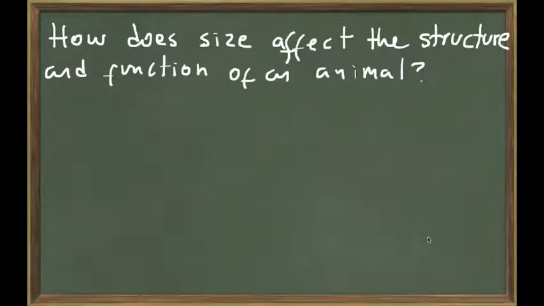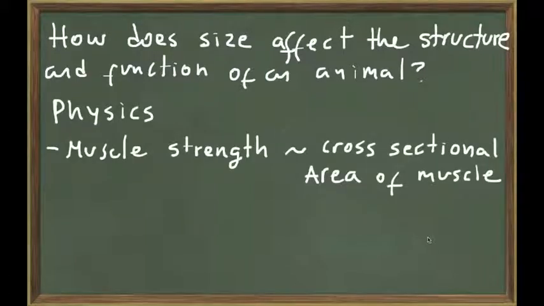But we have introduced the language for scaling, but we haven't really answered the question of how does size affect the structure and function of an organism. That was the original question that we're looking to answer, at least to get an idea of how to tackle that. So let's get on with that. So this is where the physics comes in. For example, the strength of a muscle of an animal is proportional to the cross-sectional area of the muscle.